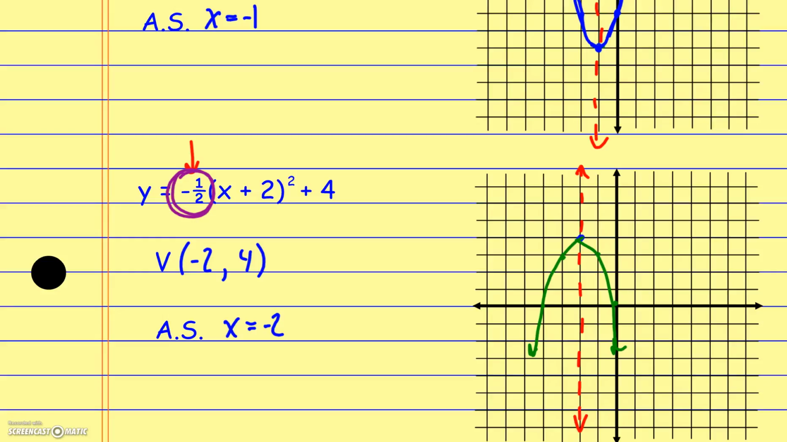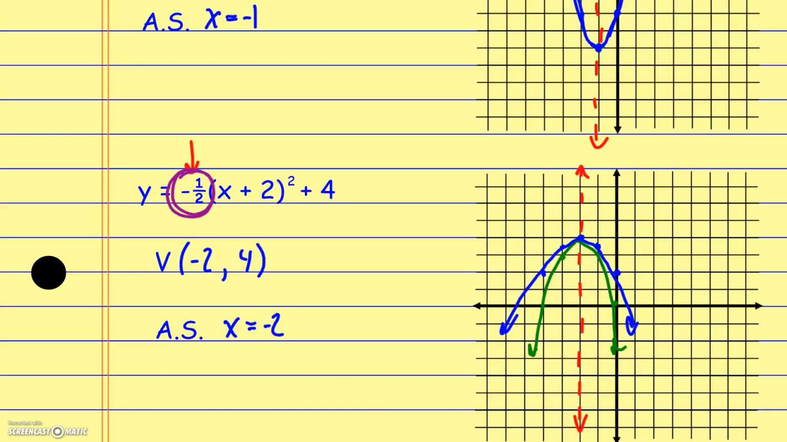So I'm going to be going down a half. If I go half of this thing, it looks like this. Here, instead of going down 4, I'm only going down 2. And again, I can use my axis of symmetry to mimic this on the other side.